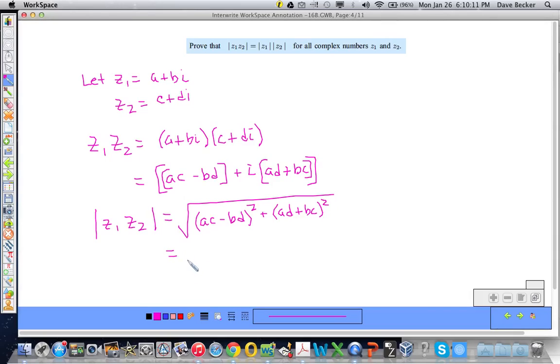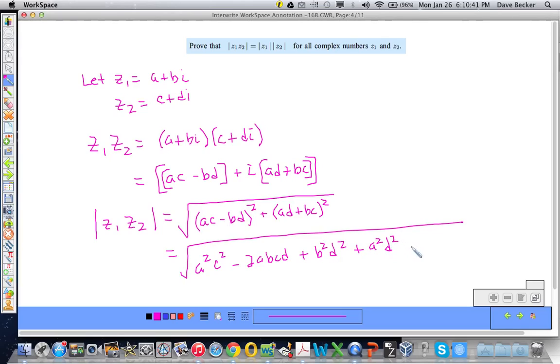Then I'm going to skip a couple steps here. Well, no. This would be equal to the square root of a squared c squared minus 2abcd plus b squared d squared. That's expanding this thing, right? Plus a squared d squared plus 2abcd plus b squared c squared. Hopefully you can see where this is headed. Ka-pow, yes?